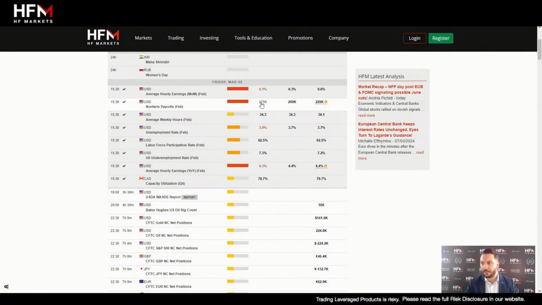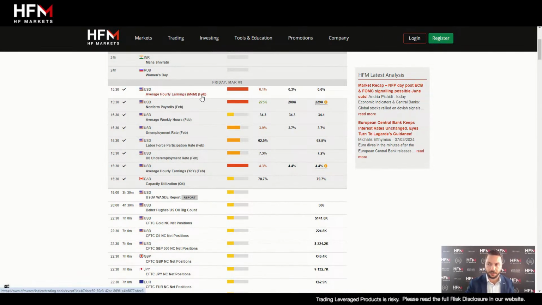Right, ladies and gentlemen. So here we've got the average hourly earnings. The average hourly earnings came in very low, ladies and gentlemen. This is actually something which is significantly negative for the US dollar. So keep in mind the average hourly earnings is massively related to the inflation rate. So if that, ladies and gentlemen, is extremely low, then potentially that alone can cause the US dollar to decline.